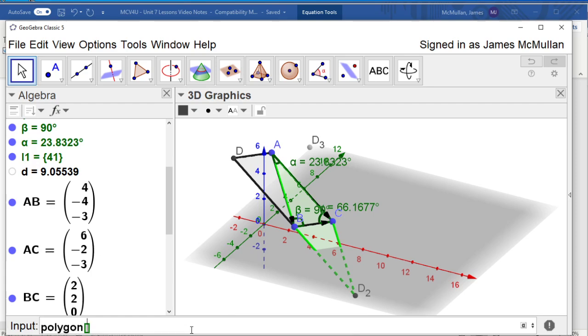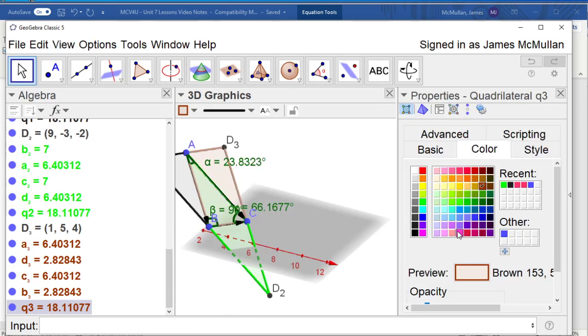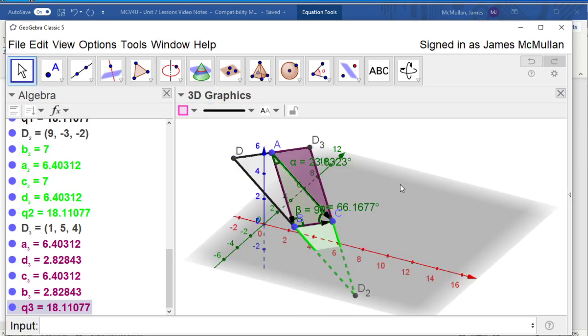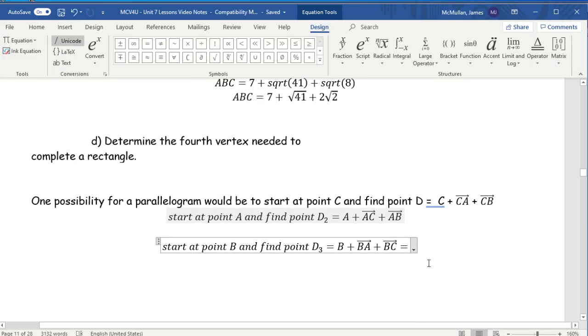So watch when I draw a polygon, B, C, D3, and A. And this is, of course, the answer that we actually want in the question. This one, we'll make it pink. Okay, that rectangle is the answer. Where would the point be? Where would I find this point so that I create a rectangle? The idea, if you draw this in 2D, you will find it.